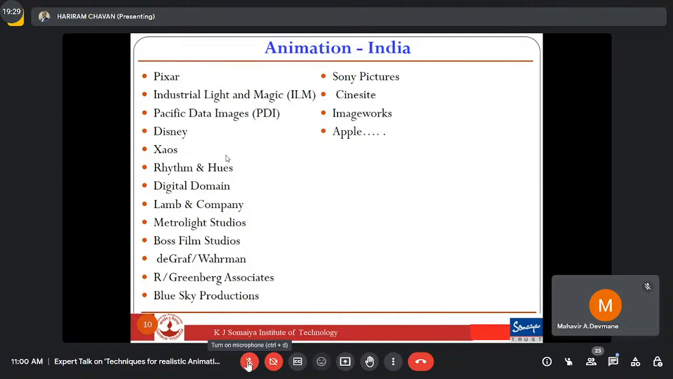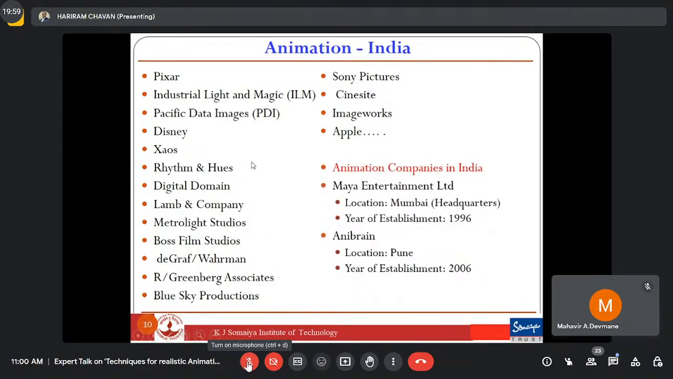But if at all you think you want to be a graphics creator or animator as such, then what are the different companies which are available in India? Obviously, the ones we have listed here may or may not be available when you pass out. The reason might be the huge competition. Why am I saying huge competition? Because of the two companies which I have listed here related to animation.